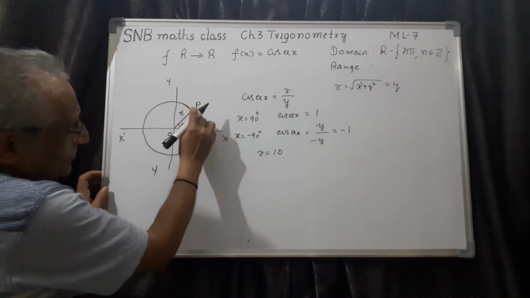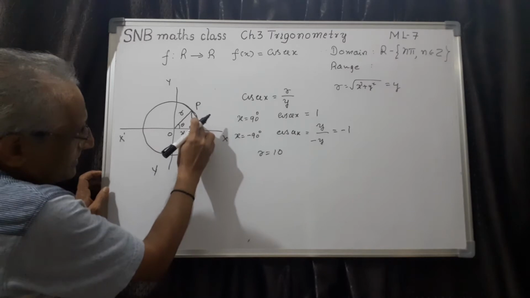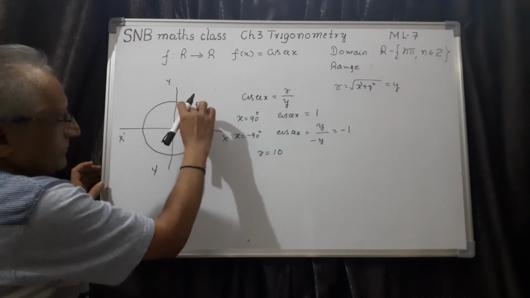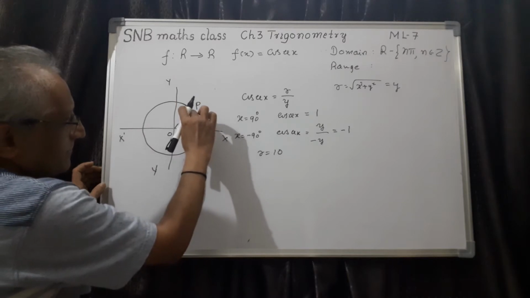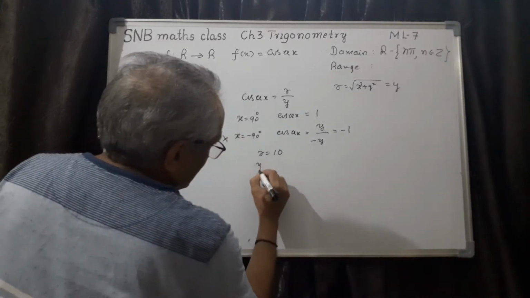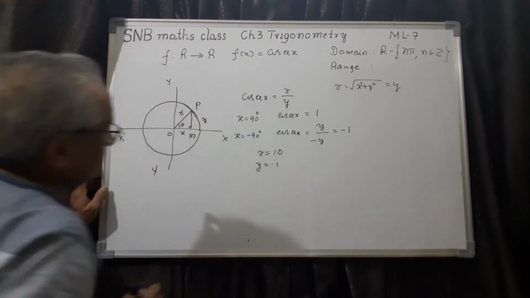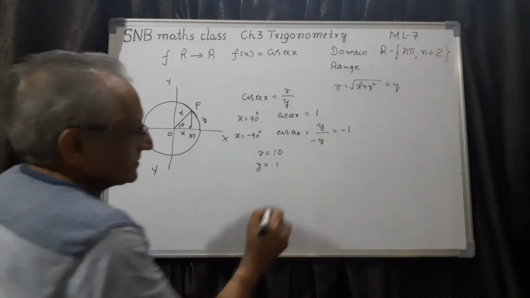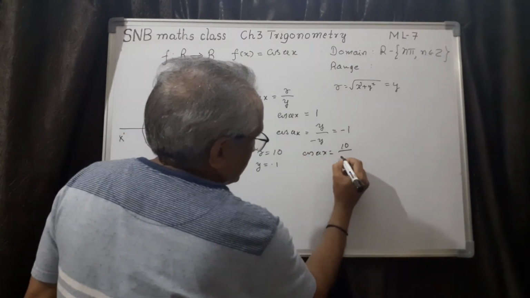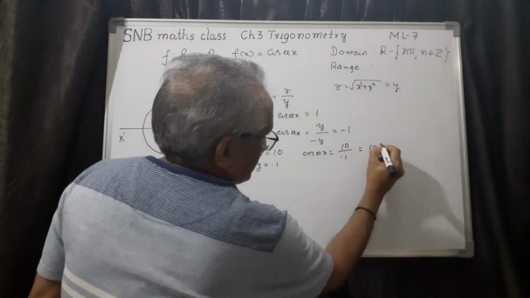y keeps on decreasing when you come this side. It's very clear. So this point P, when it comes this side, the perpendicular or altitude keeps on decreasing. Say for example, y equal to 0.1. So when it comes this side, then what happens to cosecant x? This will be 10 divided by 0.1, which is 100.